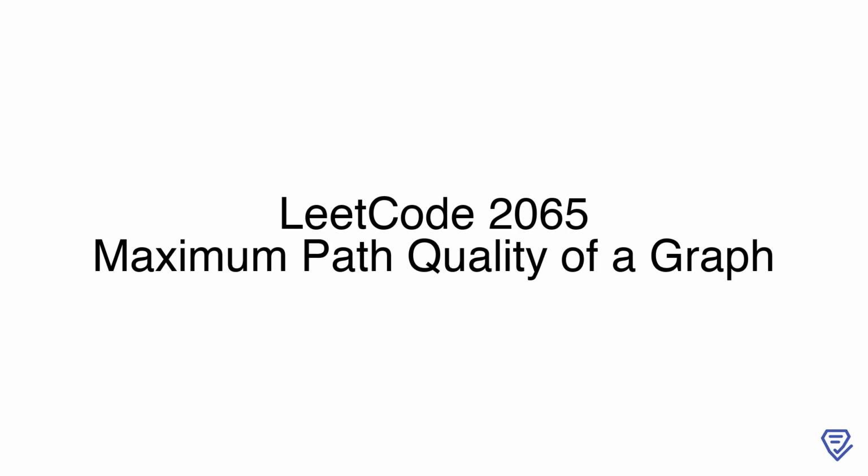Welcome! In this session, we'll explore LeetCode problem number 2065, maximum path quality of a graph. This problem challenges us to maximize the quality of a path in a graph while adhering to certain constraints. Let's dive in and break down the solution step by step.